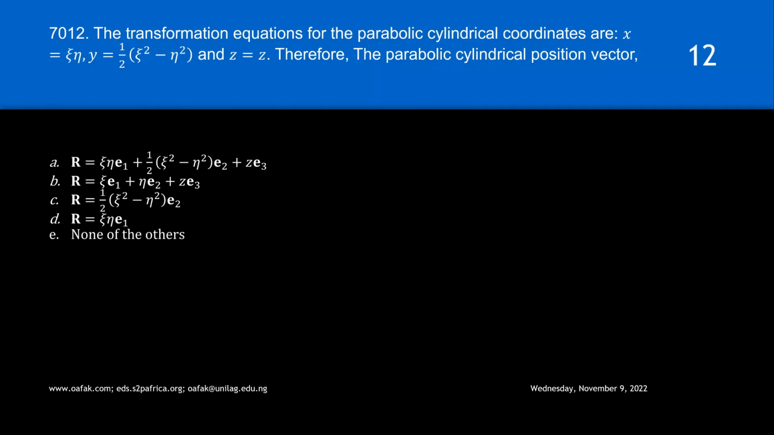I also assume that if I give you the position vector, you can find the transformation equations, because it's going the reverse way. It doesn't matter. If I give you one, you can find the other. If I give you the other, you can find the one.